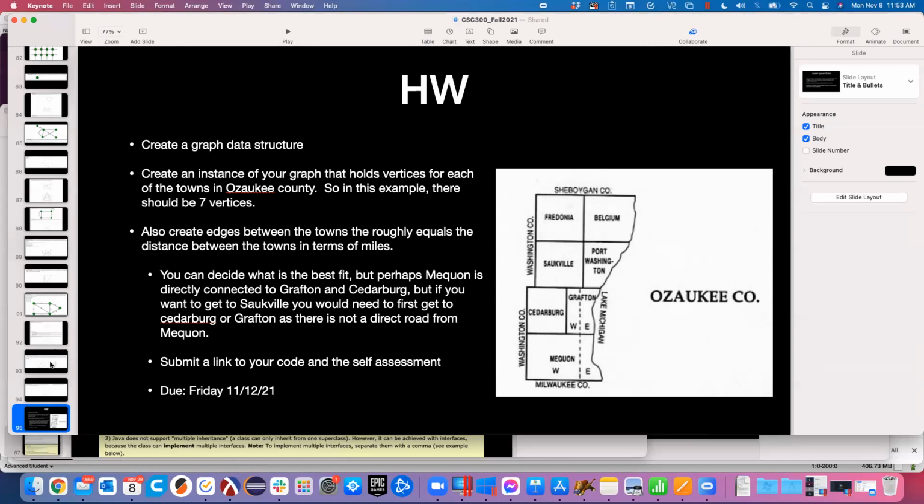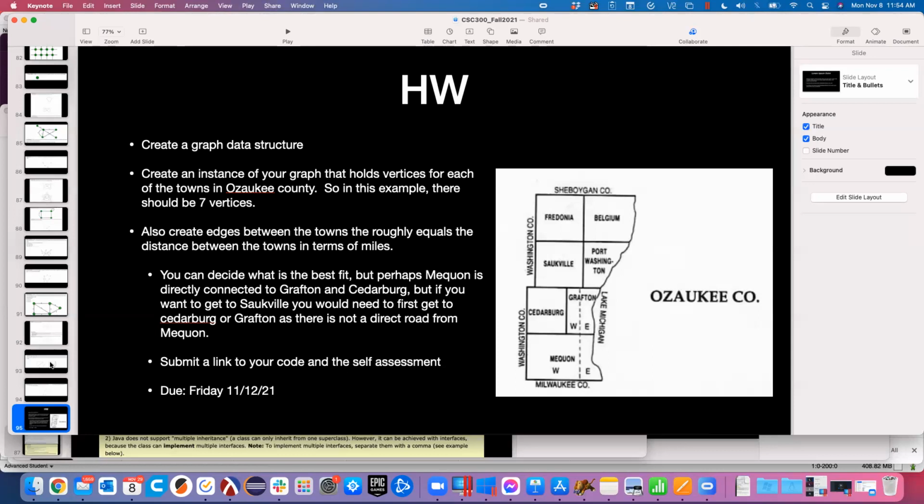But in any case, due on Friday, we're going to create a graph data structure, first of all, a generic graph data structure. That is a collection of vertices and a collection of edges with those guys linked together. You're going to have some way of building this map of Ozaukee County. So you'll create an empty graph that has nothing, and you'll start adding vertices to that graph. And then you'll add edges between vertices. And you'll have to come up with how you are going to store that data inside of your graph data structure.